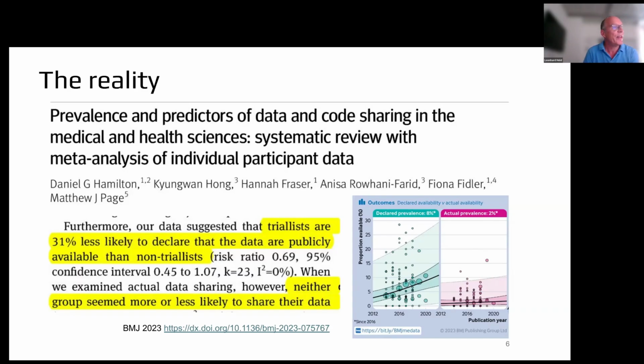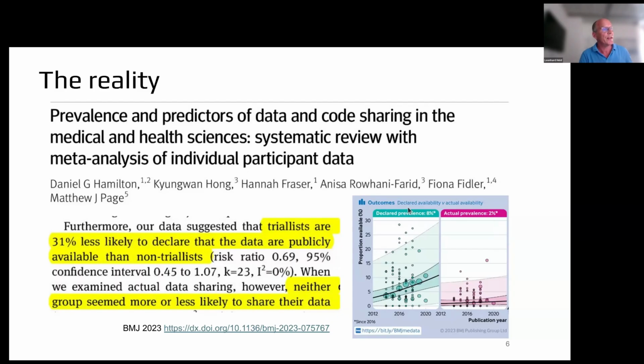And they distinguish declared prevalence, so that's if in the paper it is declared that data will be made available, from actual prevalence. And you see the percentages are very low. Declared prevalence in this meta-analysis was 8%, of course, with some uncertainty, and the actual prevalence, that the data was actually available, was just 2%.